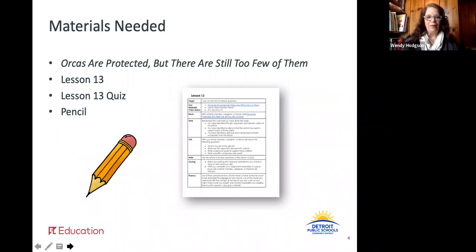Today, we're going to stay focused on our article about orcas, "Orcas Are Protected, But There Are Still Too Few of Them." I'd like you to pause the video here. Make sure that you have the article, Lesson 13, and also the Lesson 13 quiz that is in your distance learning packet. You'll need a pencil. So make sure you pause and push play again on the video when you have all of these materials.